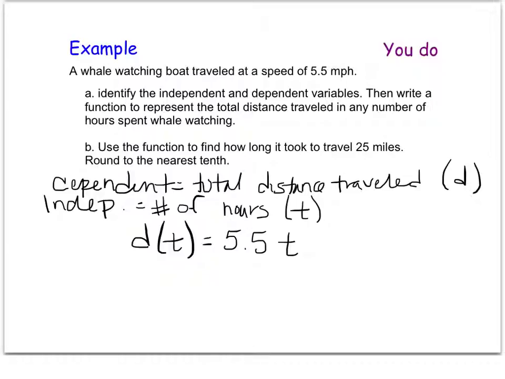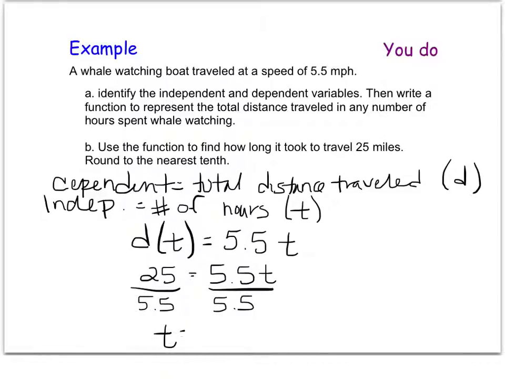And then it asks us to use the function to find how long it took to travel 25 miles, rounding to the nearest tenth. So we know the distance traveled is 25, so we'll say 25 equals 5.5 t, divide by 5.5, and the time is 4.5 hours.